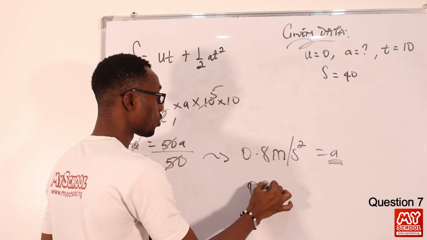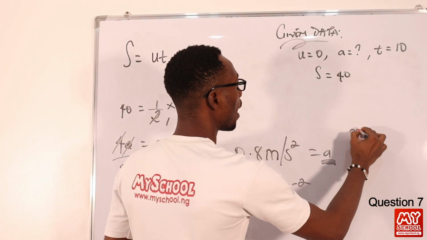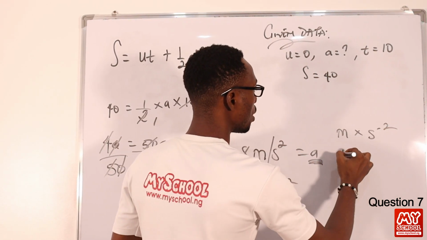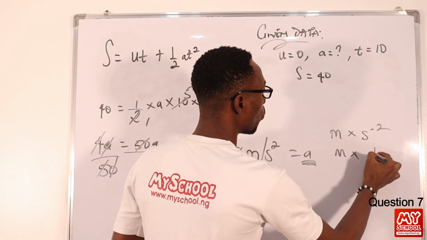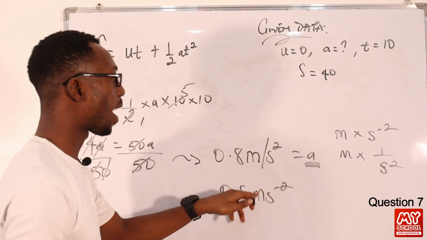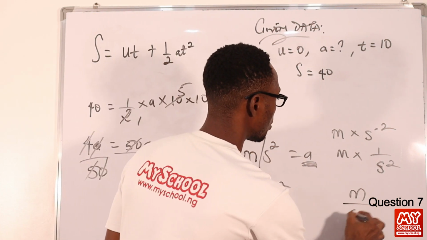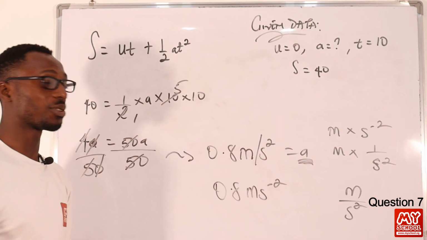Some presentations will give you something like this, meter per second square. This is what it means: m times s raised to the power minus 2. If you recall your indices, that is the same as 1 over s raised to the power 2. You can see the same thing. So that's why we have per, or m over. If I bring this, I have m over s raised to the power 2. This is what it implies, just the same thing.